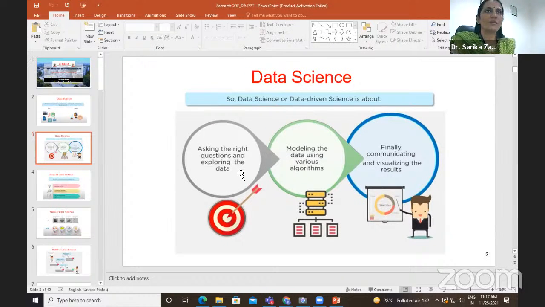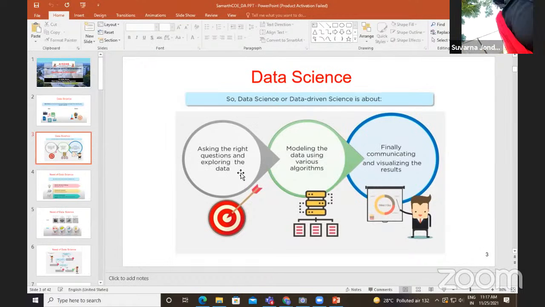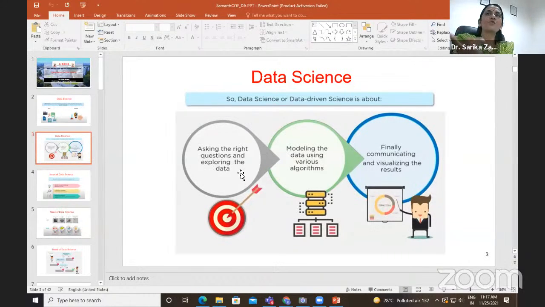So moving on to this: asking the right questions and exploring the data, then modeling the data using various algorithms. Now, don't get confused about why we are talking about this algorithm two to three times. I will explain it to you in detail. That is a different role actually.